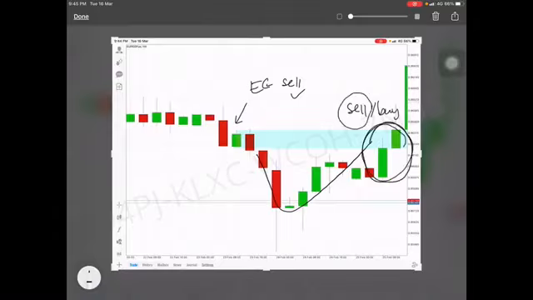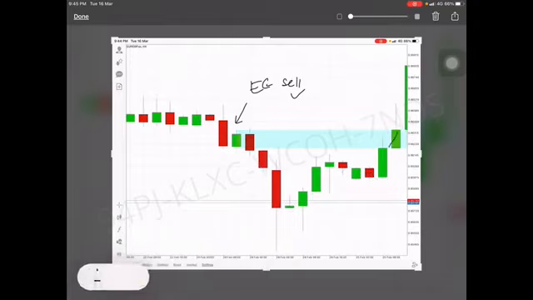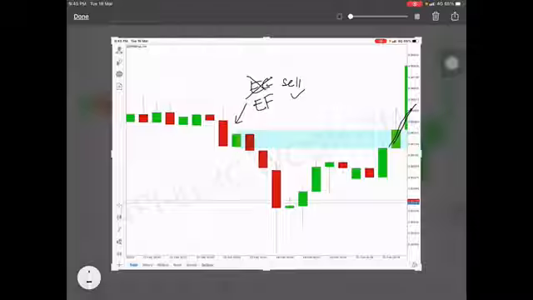But the price broke upwards. Okay? The price broke upwards. So now the engulfing sell has become what? Engulfing fail. Now change it to buy. No, don't just change it. You have to know that it is now engulfing fail. So the name is engulfing fail, EF. Yes, engulfing sell. But the zone is for buy.